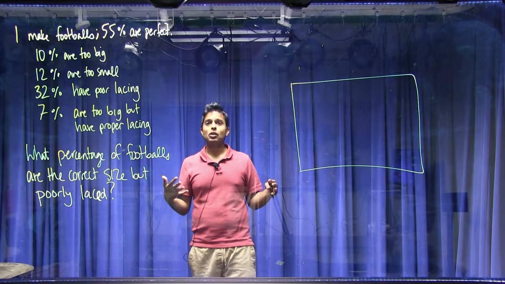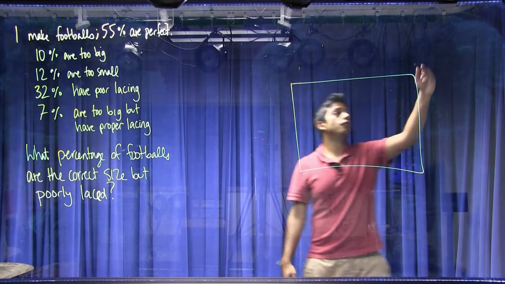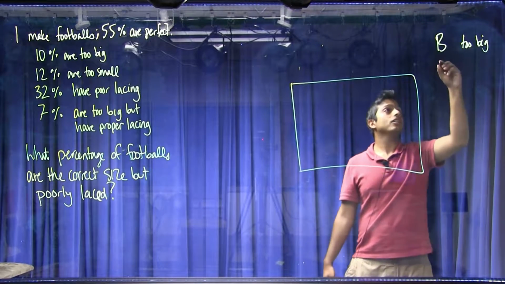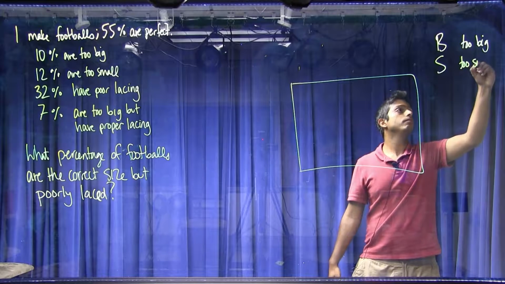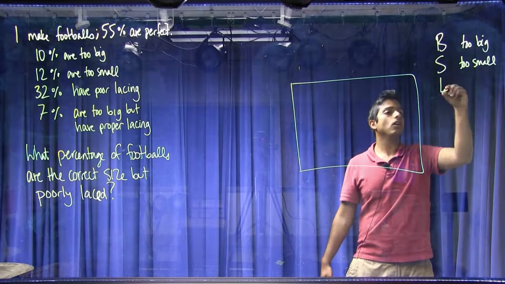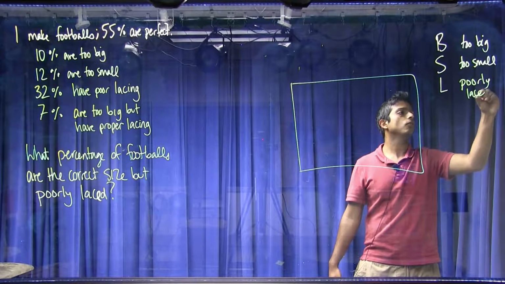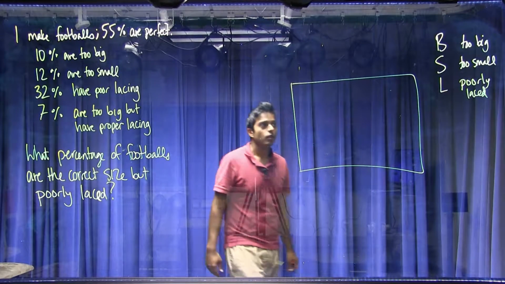Okay, so I'm going to let B be the event of a football being too big, S be the event that it's too small, and L is poorly laced, or the laces are messed up.